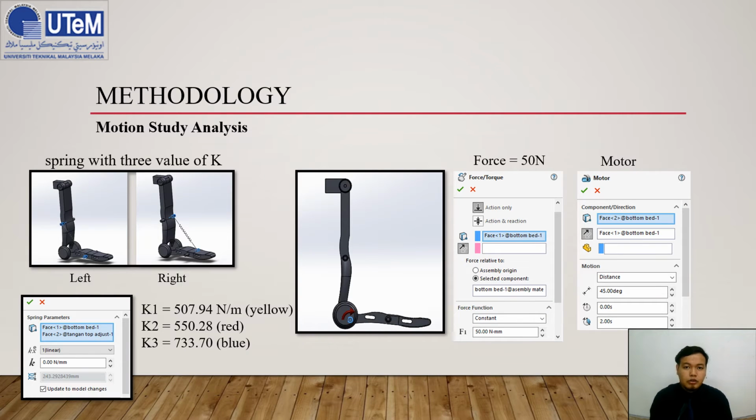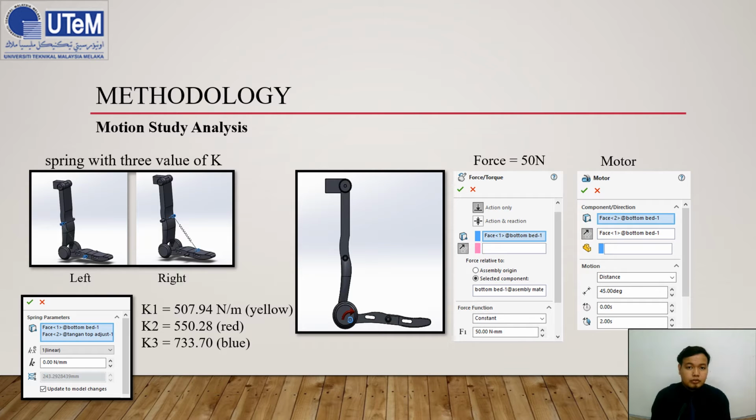This is how we want to set up our motion study analysis. We need to set up the springs. We have three springs that will be used in this research. The first spring K is 507.94, which is the yellow one. The second one is 550.28, which is the red one. And the third one is 733.7, which is the blue one.